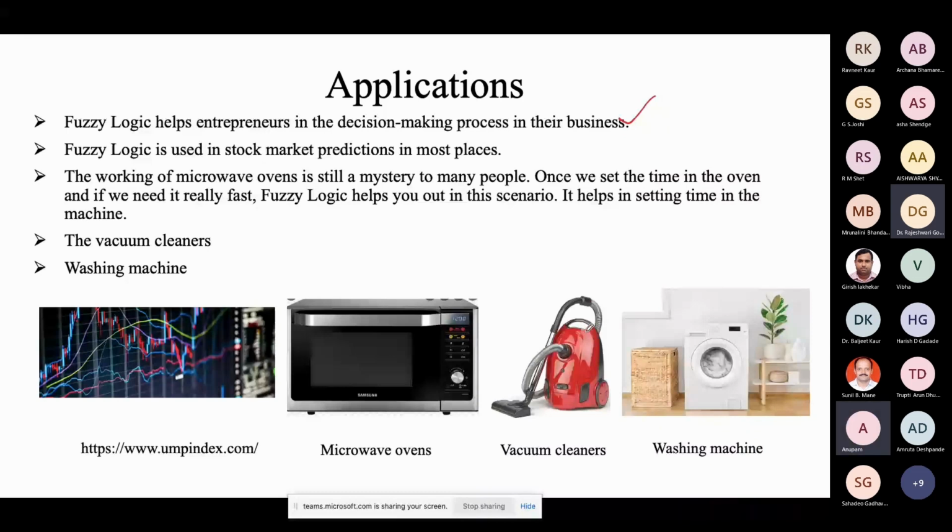And the oven. Once we set the time in the oven, if we need it really fast, fuzzy logic helps you out in this scenario. It helps with setting the time in the machine. The washing machine, as I just told you, is one of the good examples of a fuzzy application.